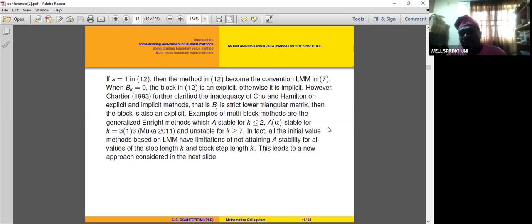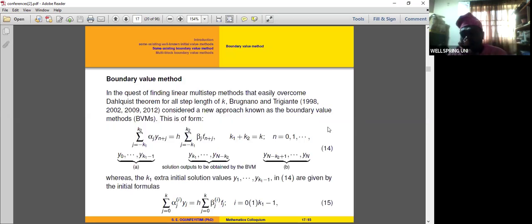Then we also have many people who have worked on that initial value multi-block method. So we have another type of method which is different from the conventional initial value method that we all know. And this is what we call the boundary value method. How does it work? Although the boundary value method was initiated by Brugnano and Trigiante in 1998 in their monograph, we also have some work on it in 2002, 2009, and 2012.